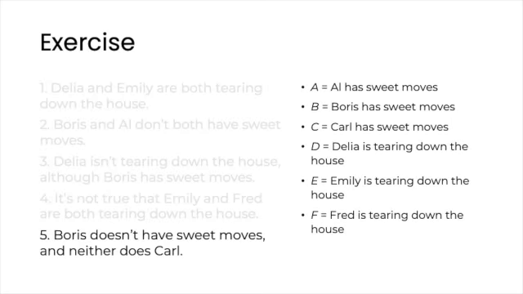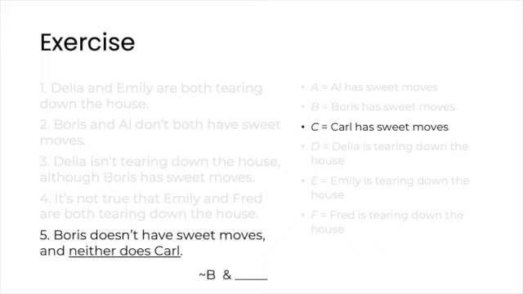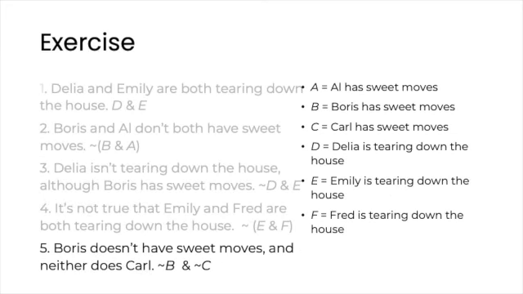Sentence 5 contains both negation and conjunction, but the main connective here is and. Thus, it is mainly a conjunction. So we write an ampersand. The left conjunct is the negation of the sentence, Boris has sweet moves. So it is tilde B. To the right of and, we have neither does Carl, which, given what comes before the and, obviously means that Carl doesn't have sweet moves. So we symbolize it as tilde C. In consequence, the whole sentence is written as tilde B ampersand tilde C. Not B and not C.